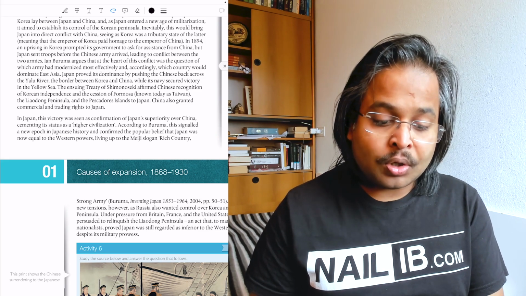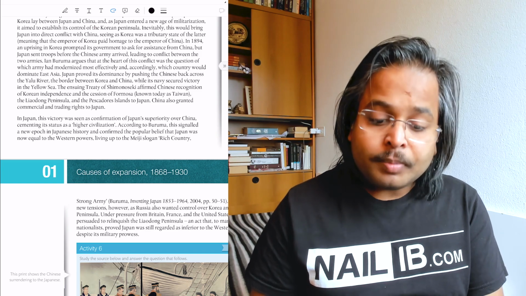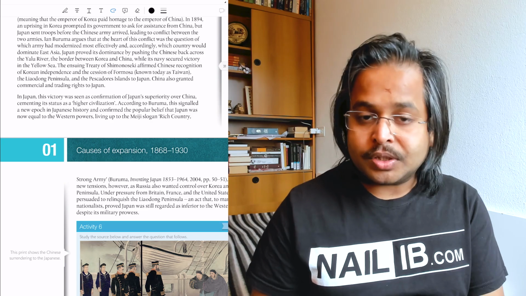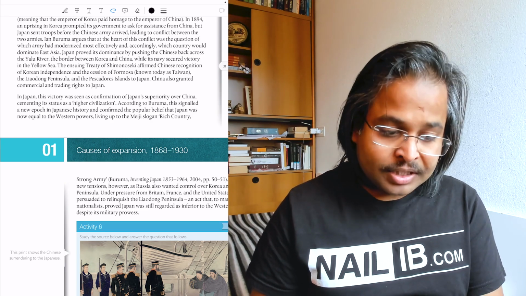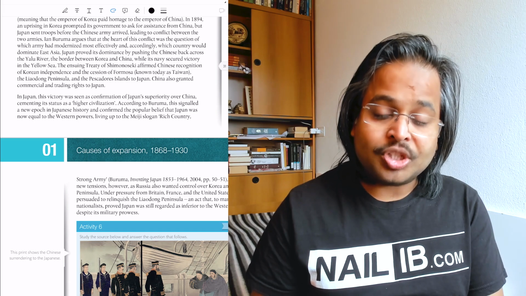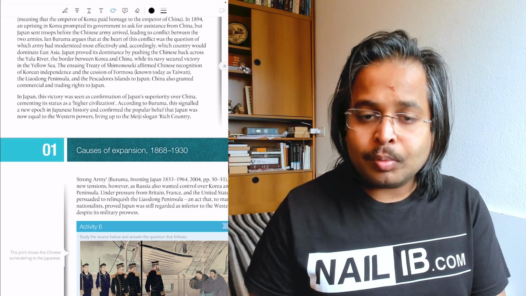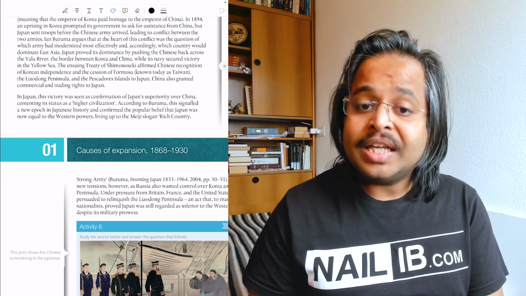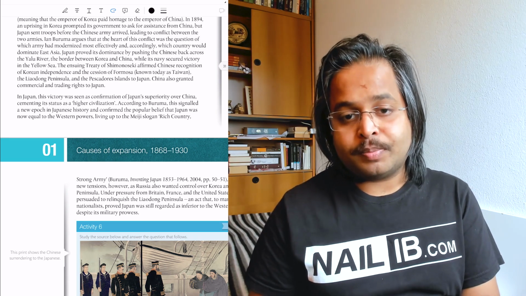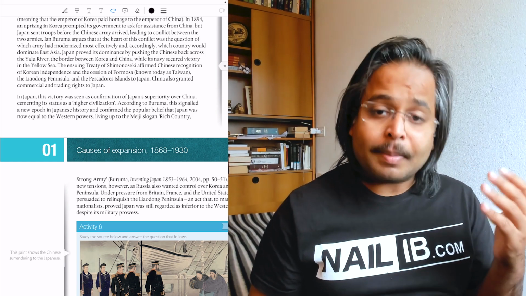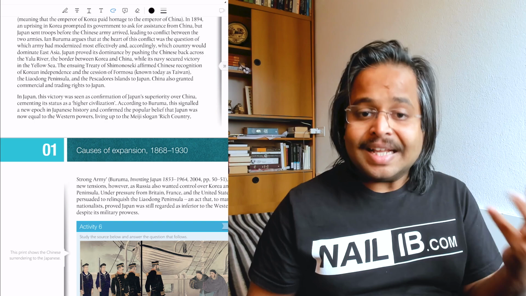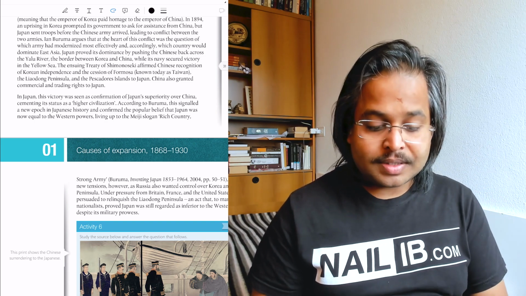The ensuing Treaty of Shimonoseki affirmed Chinese recognition of Korean independence, and the cession of Formosa, which is today known as Taiwan, and additionally the Liaodong Peninsula and the Pescadores Islands to Japan. So all of these places, including modern-day Taiwan, were given to Japan by China. China also granted commercial and trading rights to Japan. So exactly what was done to the Japanese by the Americans, this kind of forced demand for trading rights, is something that Japan then does to China subsequently.